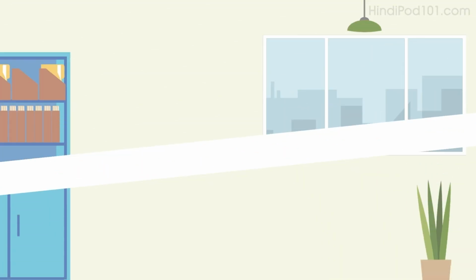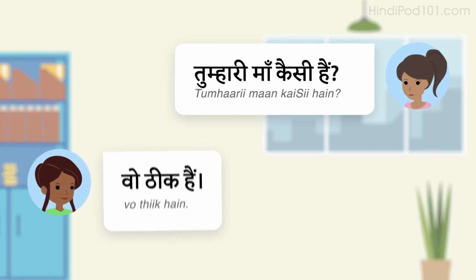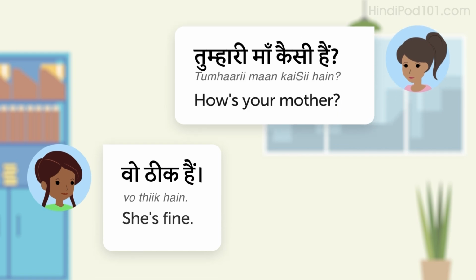Now let's take a look at some conversational phrases. Listen to the dialogue. तुम्हारी माँ कैसी है? वो ठीक है। Once more with the English translation. तुम्हारी माँ कैसी है? How's your mother? वो ठीक है। She's fine.